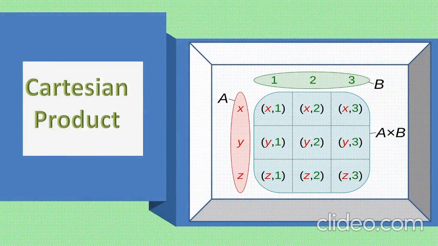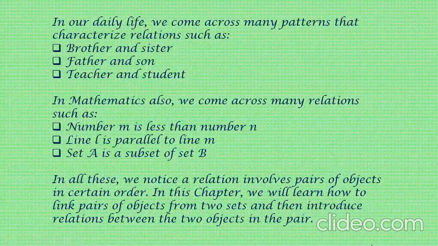What is the Cartesian product? That's what we learned in the last video. Whenever we have to find the Cartesian product of two sets, for example set A and set B, if we have to find A cross B, what will we do? We'll take the first element from set A and the second element from set B. The Cartesian product will be the collection of all the possible ordered pairs like x1, x2, x3, y1, y2, y3 and z1, z2 and z3. So this collection is called A cross B.